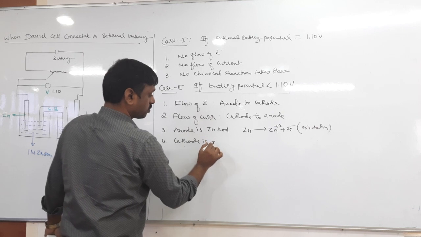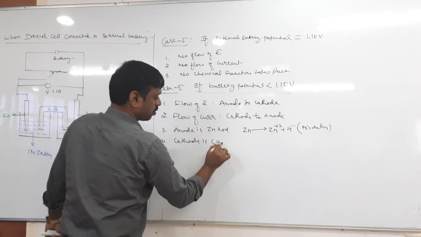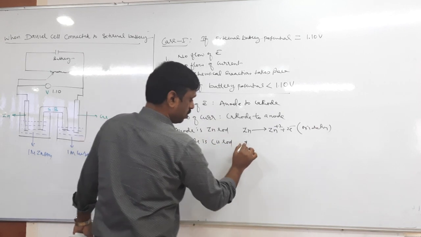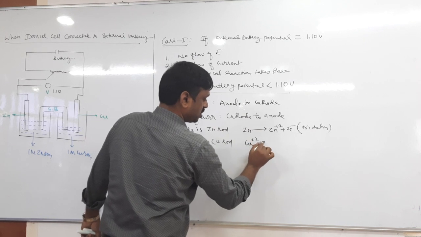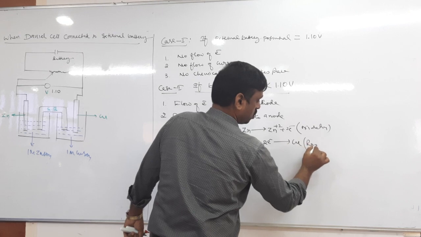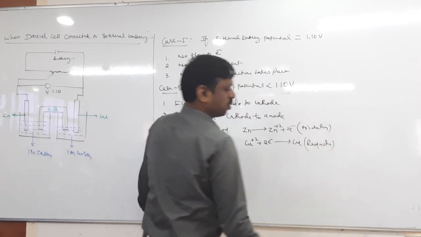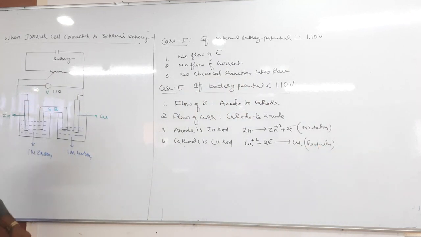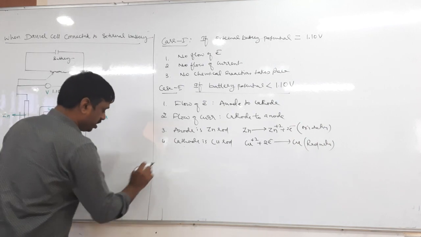Next, what is the cathode? Cathode is copper, and reduction takes place at the cathode. Okay, all the reactions take place as usual, how we have studied in the Daniell cell. No change. But case 3 is important.